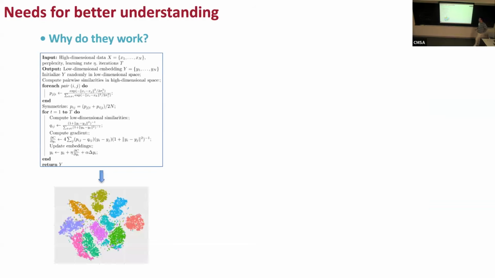Although the algorithms show very pleasant performance in separating or identifying cluster patterns in the data set, when they were proposed, they were just iterative algorithms with some heuristic objectives. There is no clear reason why these algorithms should perform so much better than the existing nonlinear embedding algorithms. So one motivation for our study is to understand why they work that well.